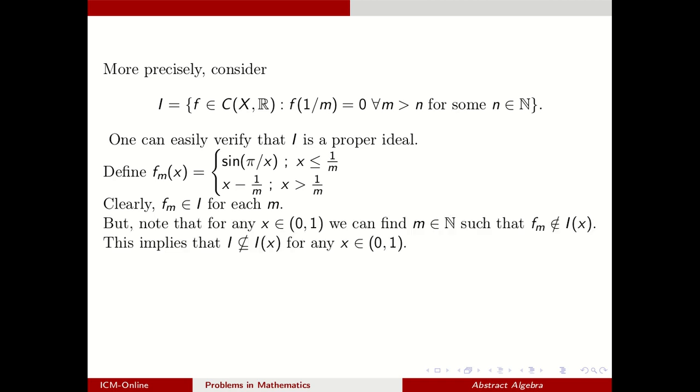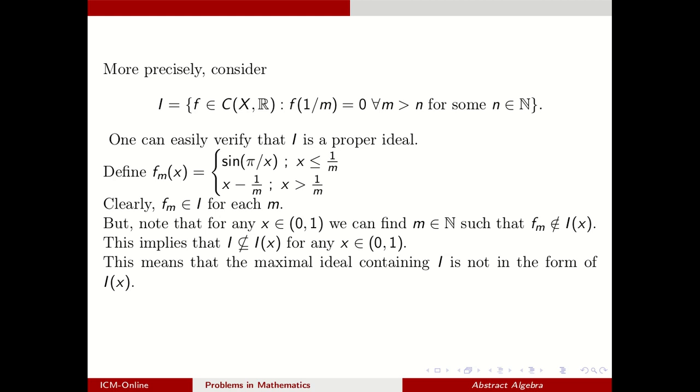But note that for any x in the open interval (0, 1), we can find a positive integer m such that f_m is not in I(x). This implies that I is not a subset of I(x) for any x in (0, 1). This means that the maximal ideal containing I is not in the form of I(x).